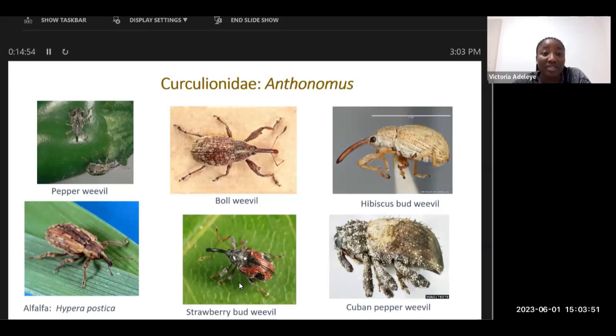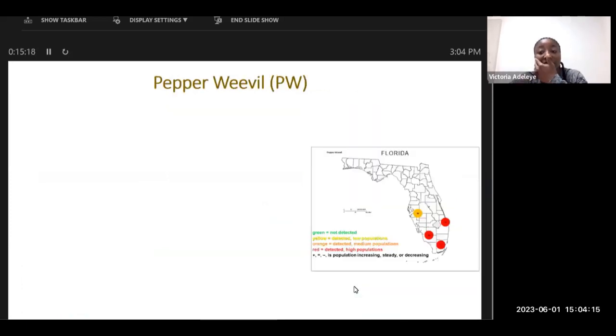group of insects in the Curculionidae family, which pepper weevil belongs to. Here we have the pepper weevil itself, we have the boll weevil, we have the hibiscus bud weevil, we have the alfalfa weevil. Although it's not an anthonomus, the genus is Hypera. We also have the strawberry bud weevil and the Cuban pepper weevil. But today I'll be focusing on pepper weevil.